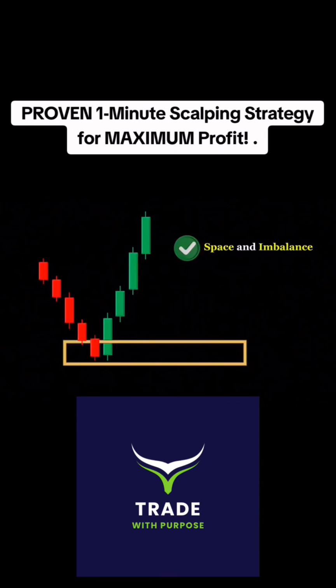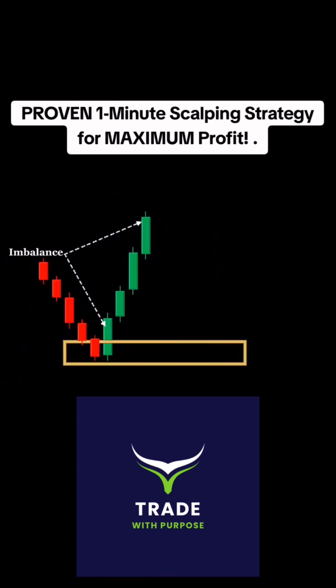The final factor is the space between the zone and the next level of support or resistance. A strong zone creates a clear imbalance in the market, leaving a noticeable gap. This imbalance shows that institutions have driven the price action, leaving room for the market to react when it returns to the zone. Zones with minimal space or clutter around them often lack the momentum needed for a reliable trade.